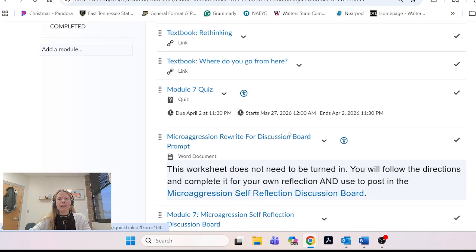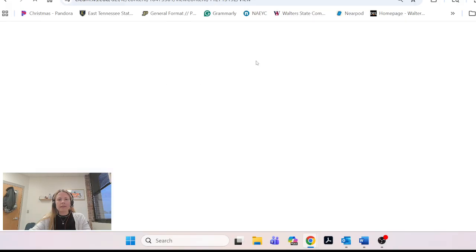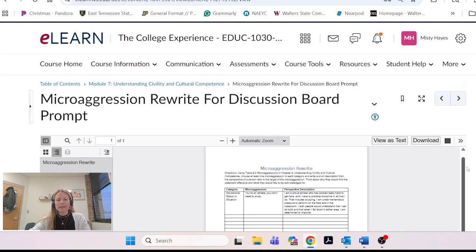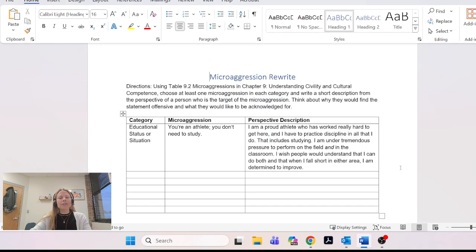The first one is actually going to be a worksheet that you're going to use to help you post in the discussion board. Okay. So if you click on the worksheet, it looks like this, and I went ahead and downloaded it. What you're going to have to do is actually use your textbook. There's a table in the textbook, 9.2, called microaggressions.